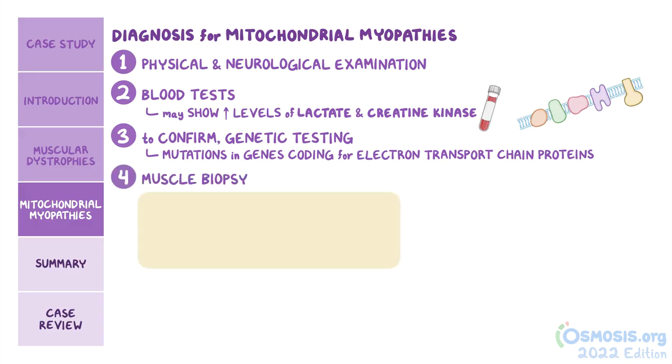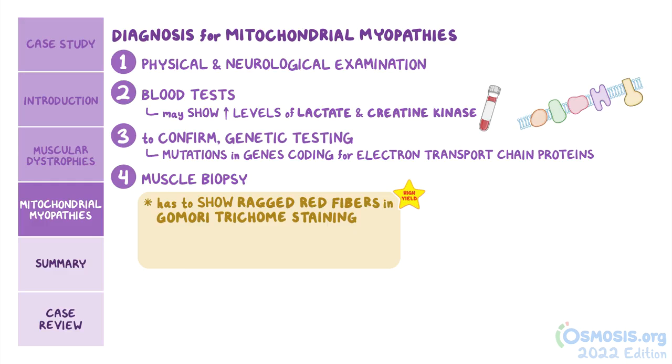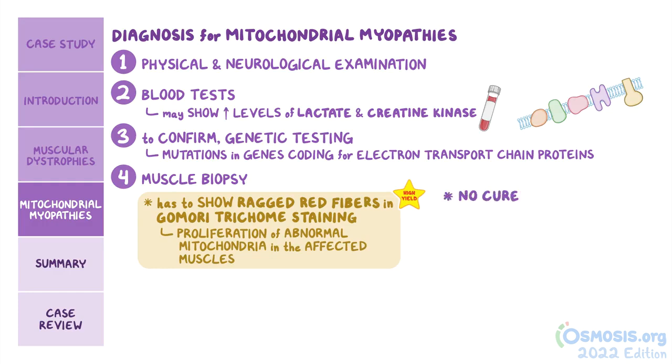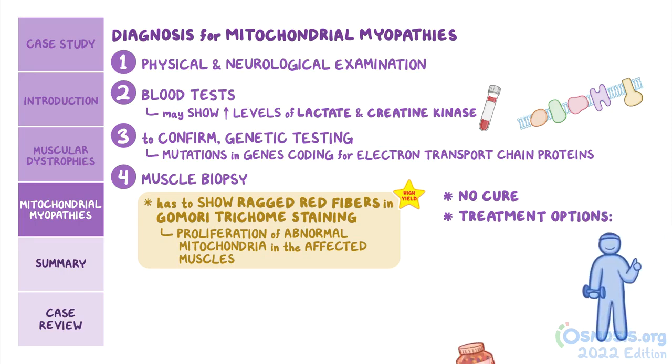For your exams, keep in mind that this has to show ragged red fibers in Gomori trichrome staining, indicating that there's compensatory proliferation of abnormal mitochondria in the affected muscles. There is no cure for mitochondrial myopathies, but there are treatment options. Individuals may benefit from regular exercise as well as vitamins and supplements.